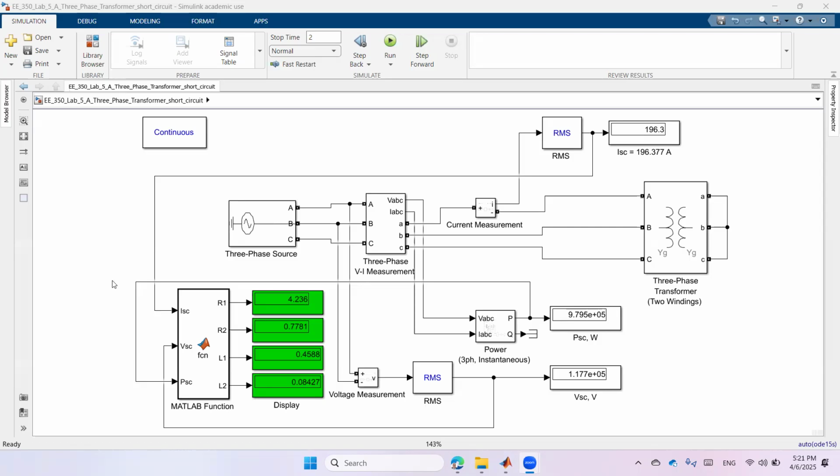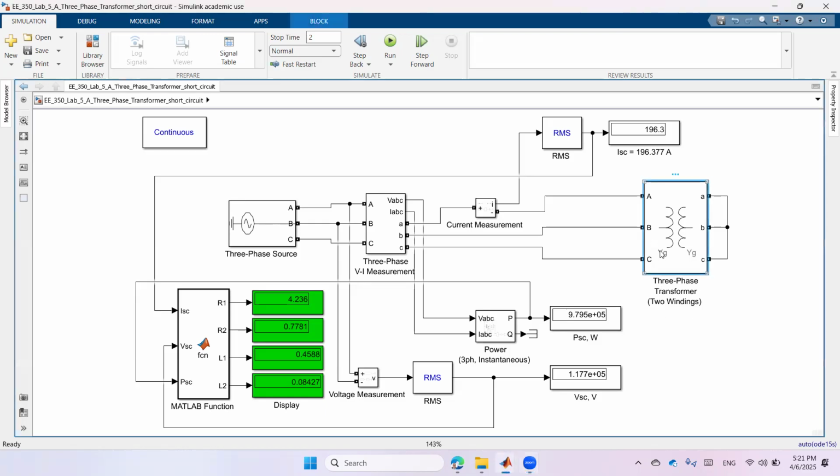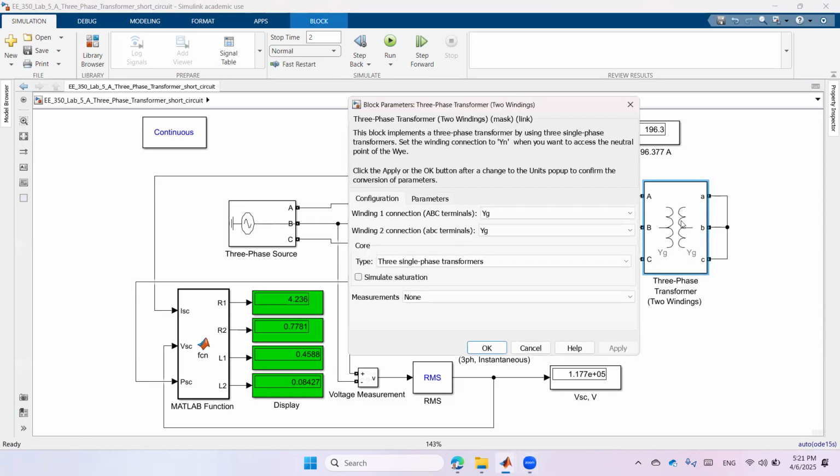In this video, we will discuss the short circuit test of a three-phase transformer. So here we have a three-phase transformer, it's a two-winding transformer. If I double click on this block, I see the configuration.